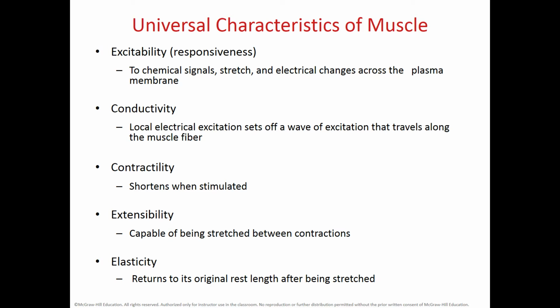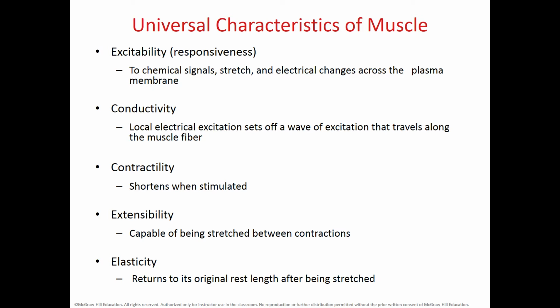Another property of the muscle cells is that they have conductivity. So this electrical activity, or change, that they generate after being stimulated doesn't stay within a confined area. It will be propagated along the entire muscle fiber, setting off waves of excitation. And upon conducting this electrical activity along the muscle fibers, these muscles will have the property of contractility, or shortening in length, when they are stimulated.